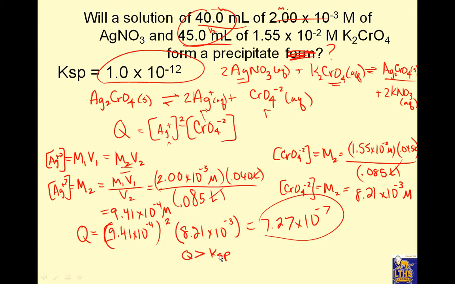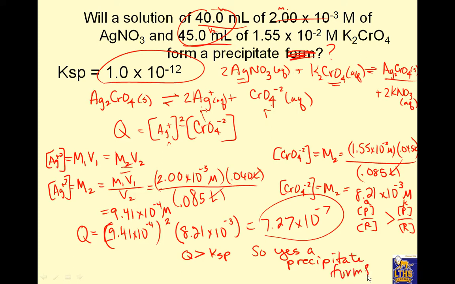So what does that mean? It means right now, remember it's products over reactants, is greater than the products over reactants, which is KEQ. This is our K, this is our Q. So what do we have to make more of? Well, we have to get rid of products to make this number smaller. So that means to get rid of products, we have to get rid of these ions. So yes, a precipitate forms. Okay, it's a lot of work.